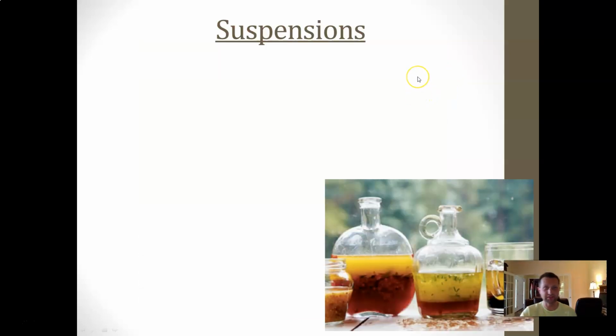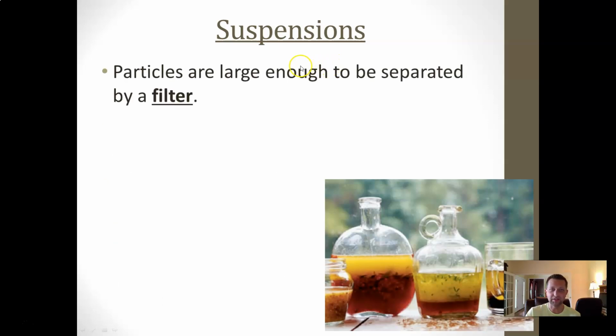Finally, suspensions, to wrap it all up here. Suspensions have the biggest particle size of the three. So solutions have a very small particle size: individual atoms, ions, or molecules. Colloids are clumps of molecules. And then suspensions are particles that are big enough to be separated by a filter. Large particles fall to the bottom.